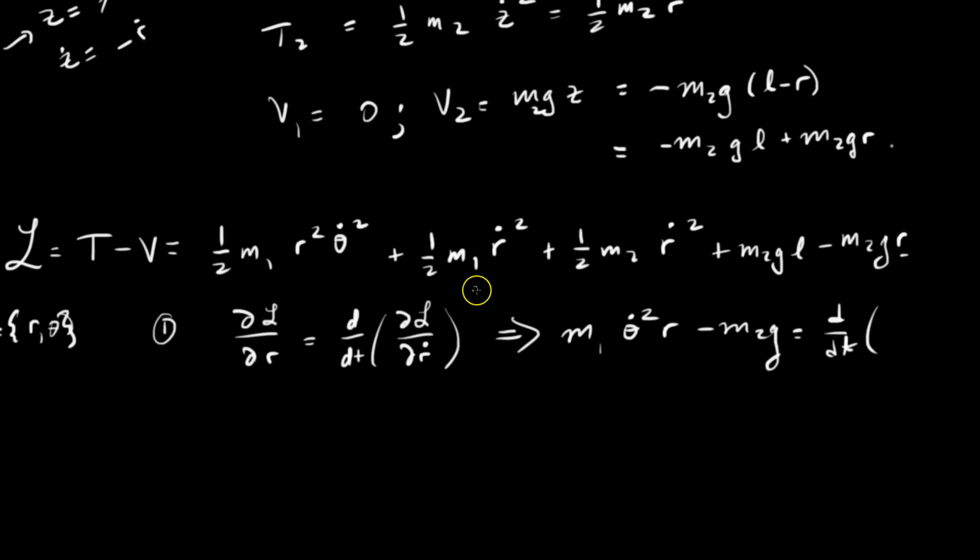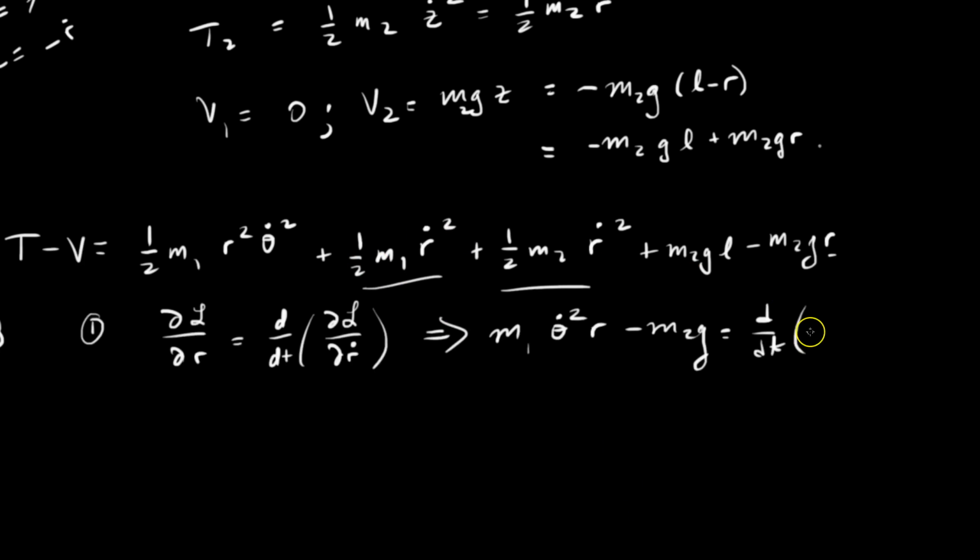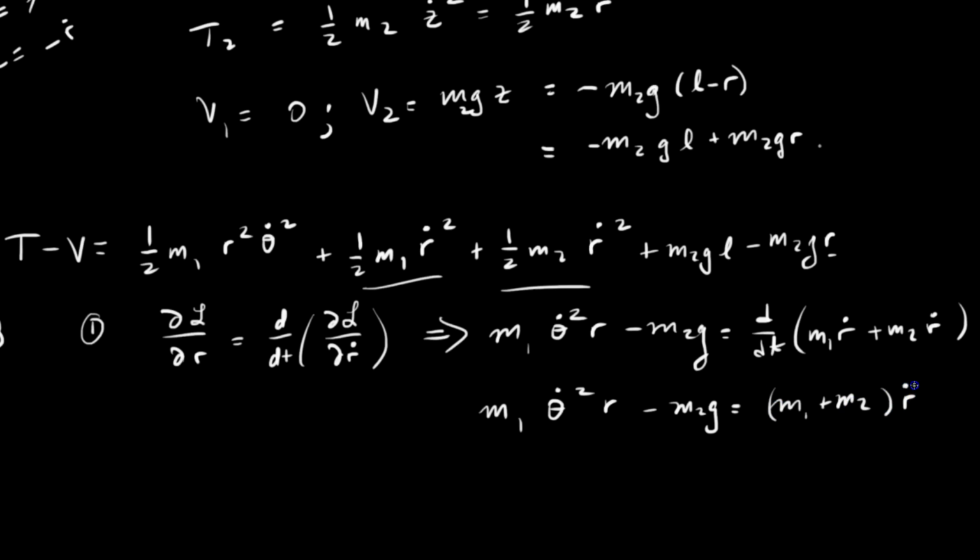So we have two terms, 1 and 2. So this is just going to be m1 r dot plus m2 r dot. I hope you can see that. And simplifying a bit more, the time derivative is just m1 plus m2 times r double dot, right? Because it's just a derivative, and then I factored everything. So that's our first equation of motion.